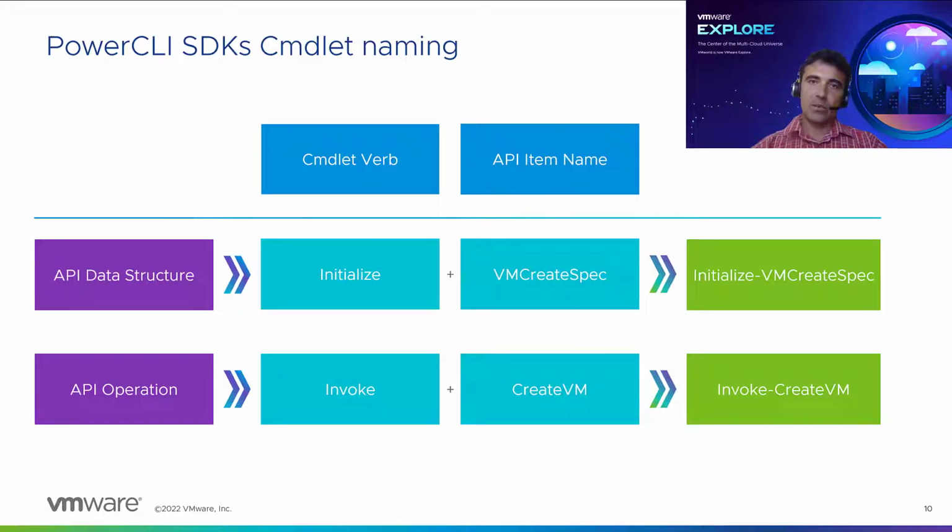For example, with the create VM operation, we need to create an object which is called VM create spec. And here we have a commandlet which is called initialize VM create spec, which helps us create this input object that we later pass to the invoke create VM commandlet to actually invoke the API operation. What we need to underline here is that initialize commandlets do not perform any operations on the server. So they only create client-side objects that we later pass to the invoke commandlets as an input.